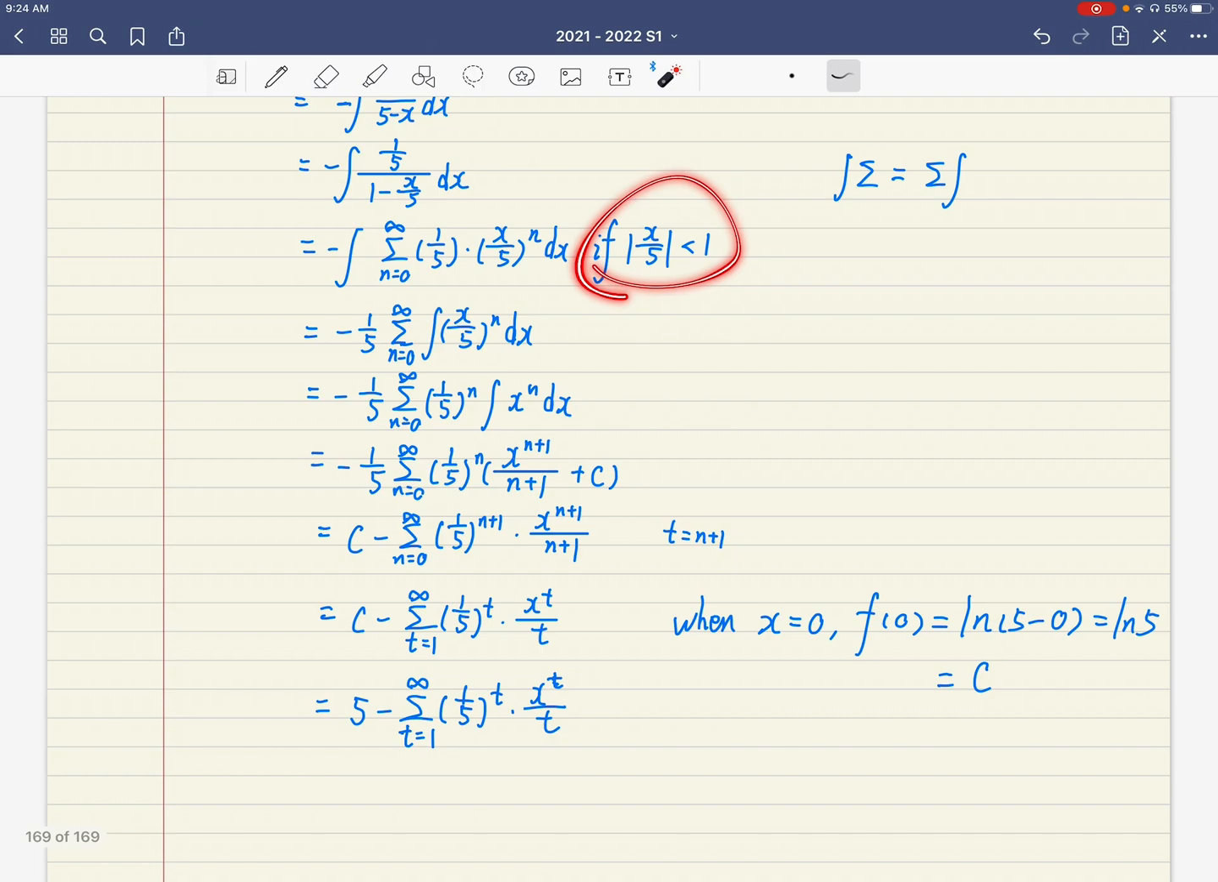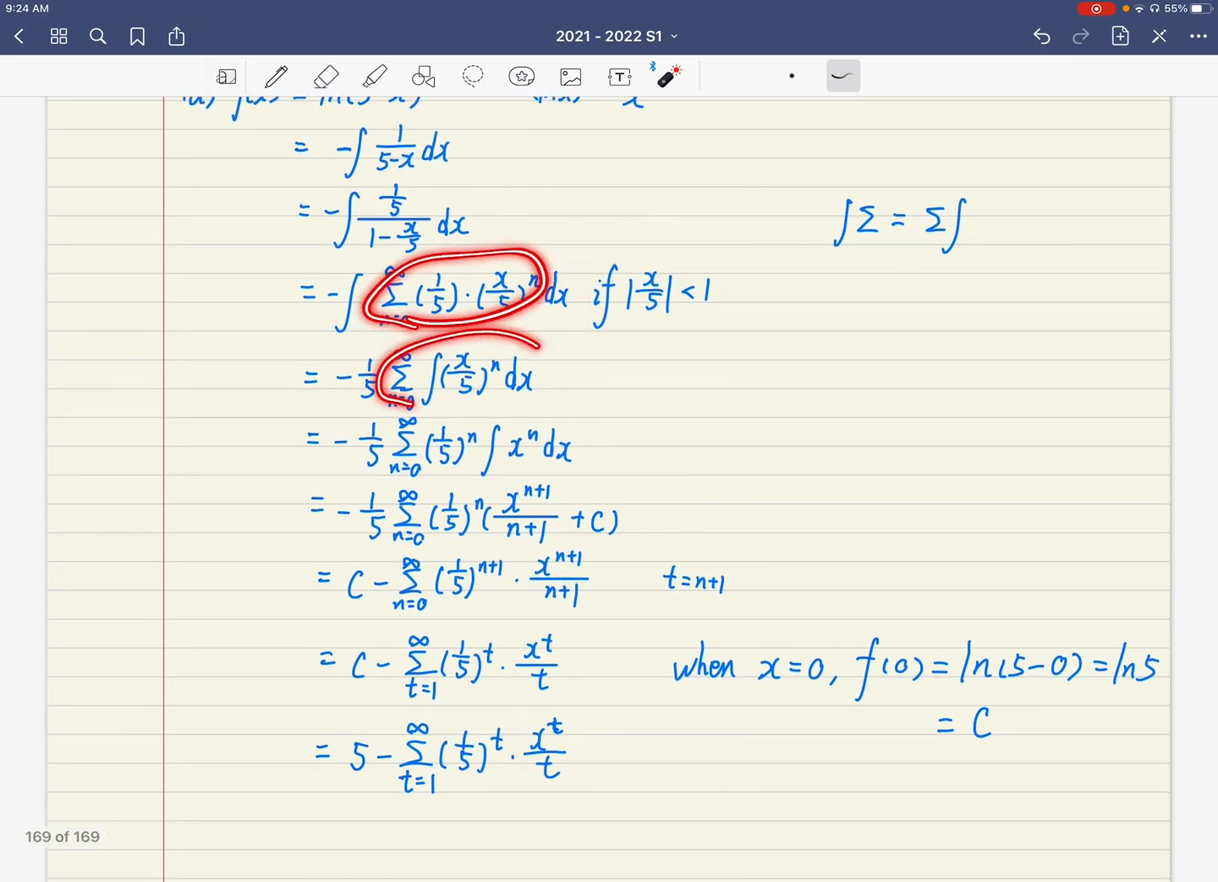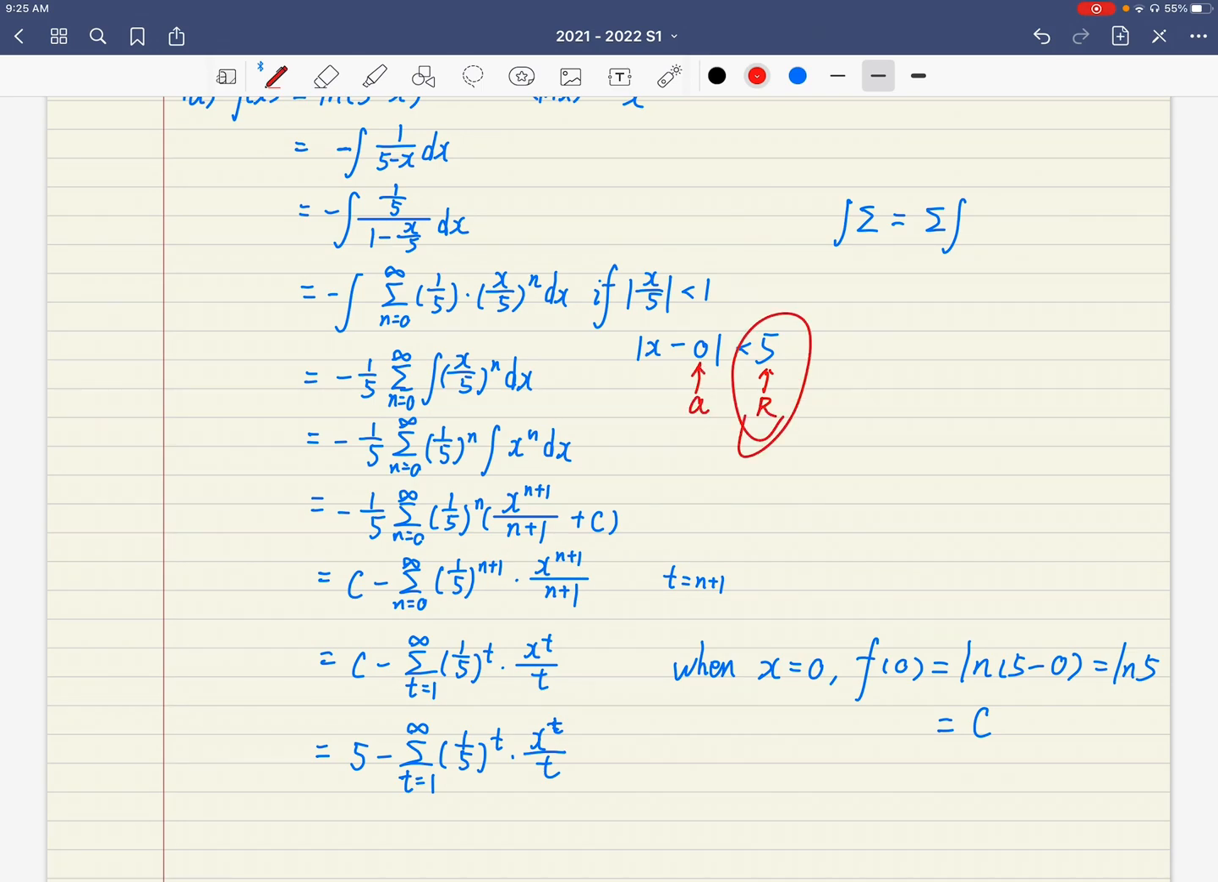It's from here. You can see from this step to this step, the assumption is, right, this r. Remember here it's a over 1 minus r. The absolute value of r must be smaller than 1, which means the absolute value of x is smaller than 5. You can rewrite it as the absolute value of x minus 0 is smaller than 5. So this is the radius of convergence. This is the center. Okay, so the radius of convergence is 5.